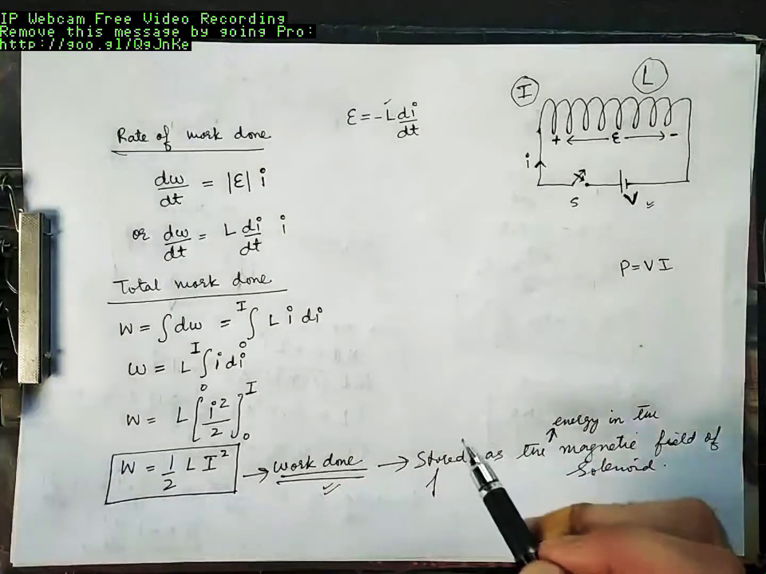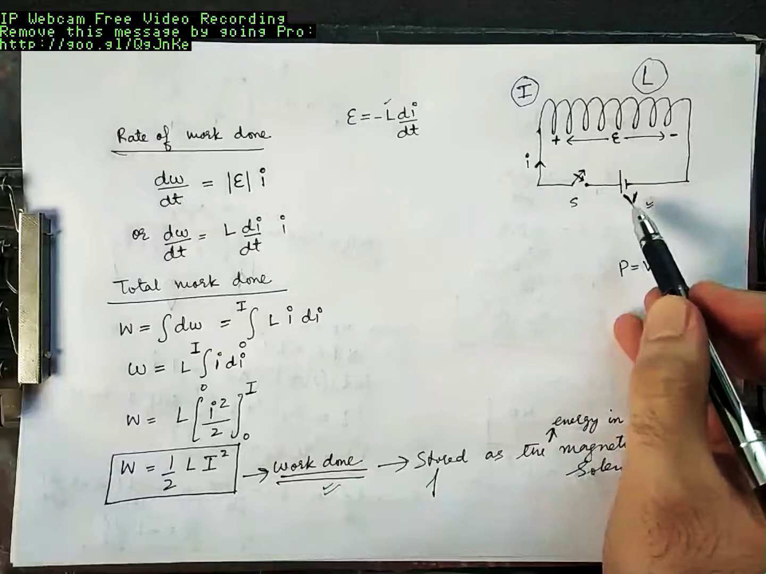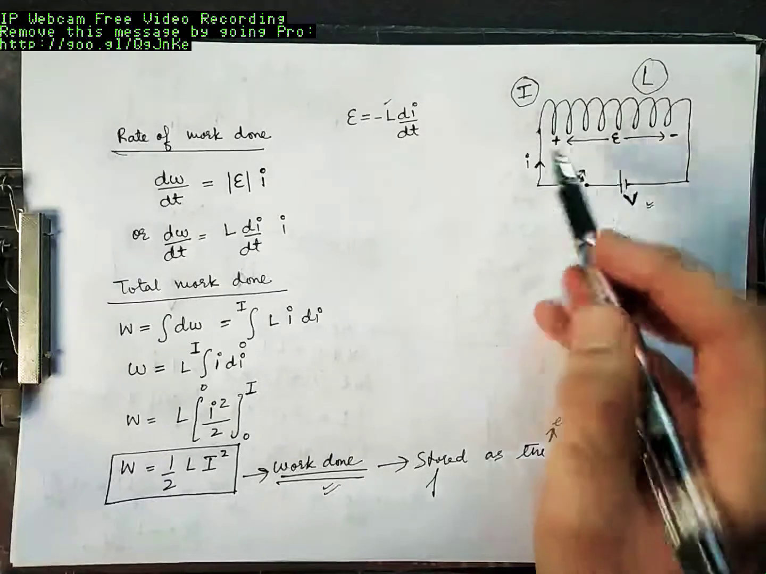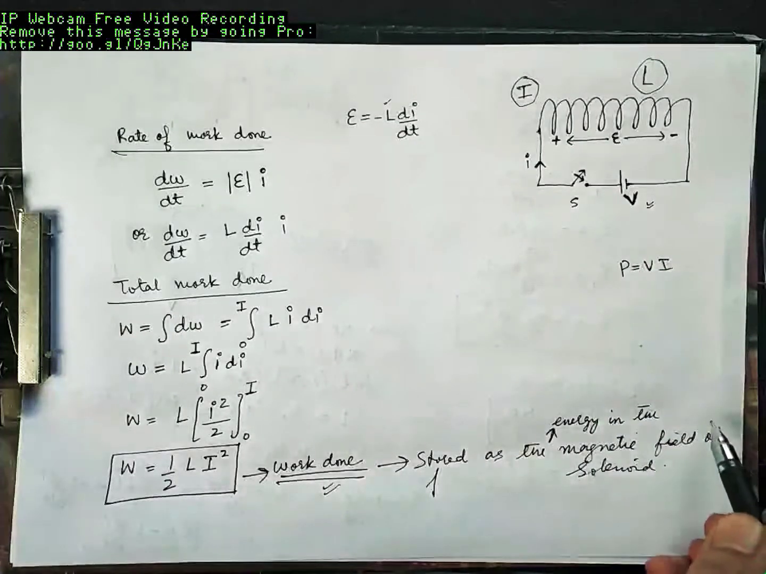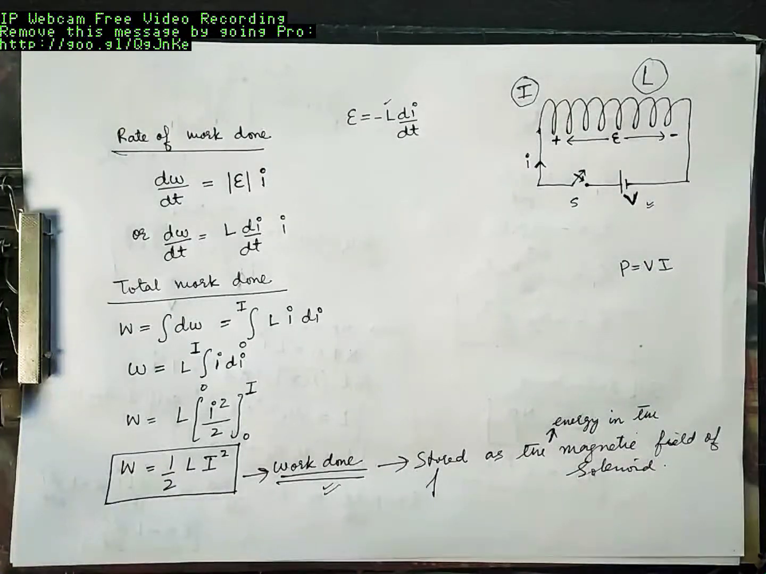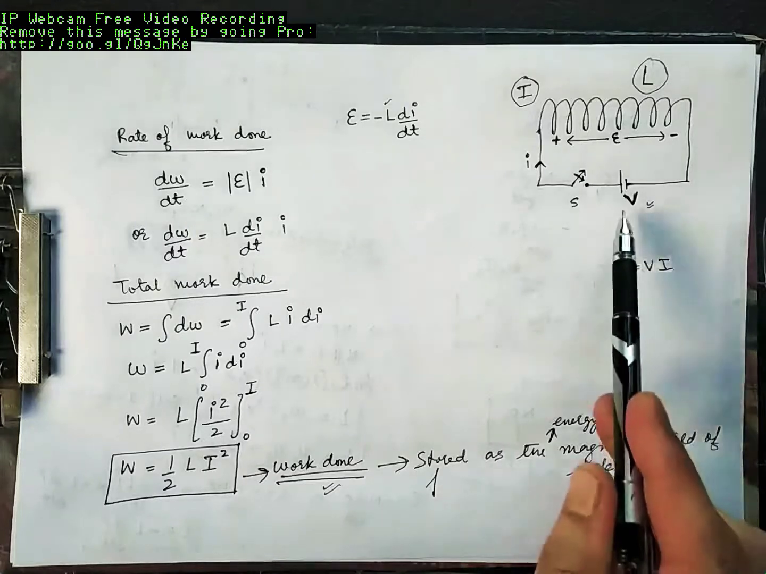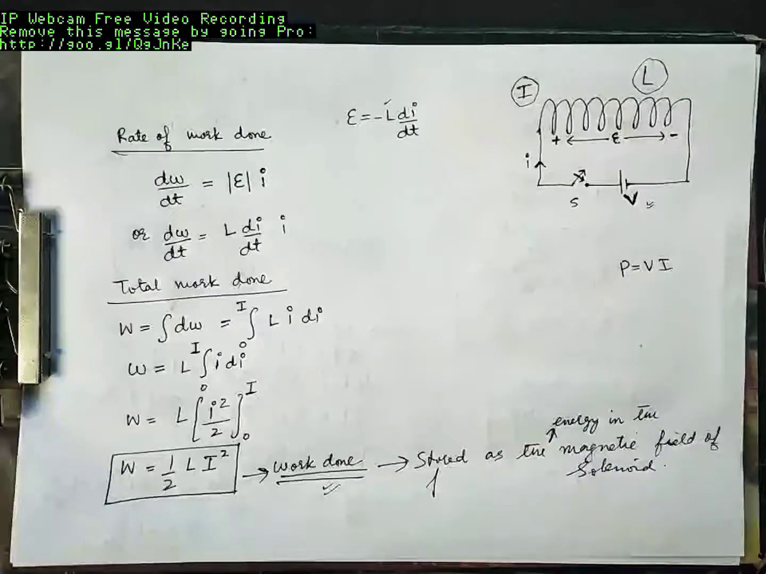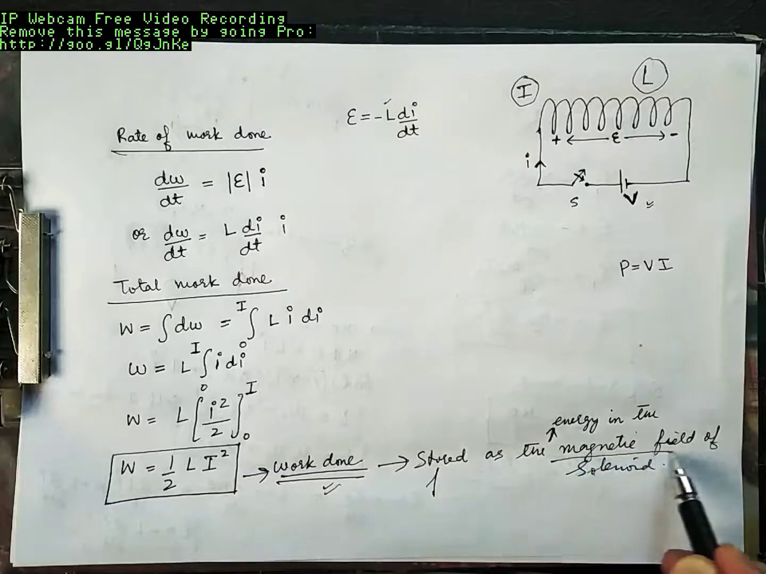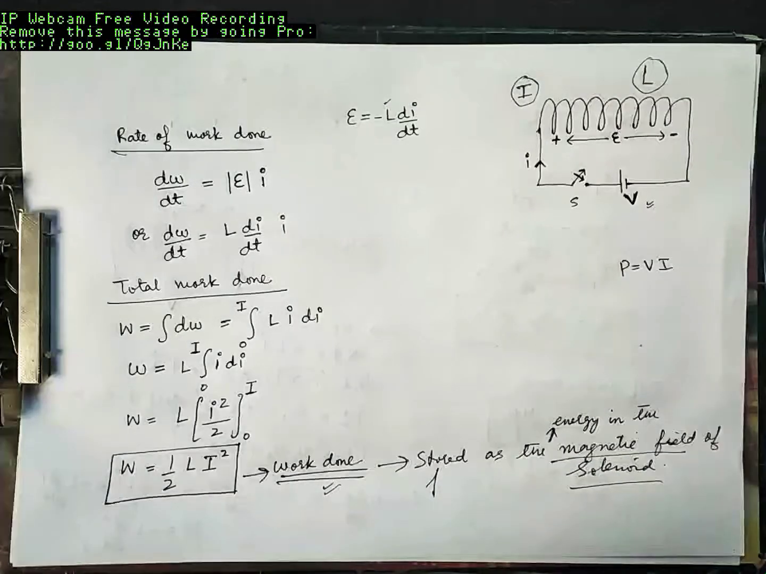That is, the work done by this voltage source V to establish current I through this inductor L gets stored as the magnetic potential energy of this solenoid. Or in other words, the work done by this voltage source to establish current I through this inductor L is stored in its magnetic field. Energy is stored in the magnetic field of the solenoid.